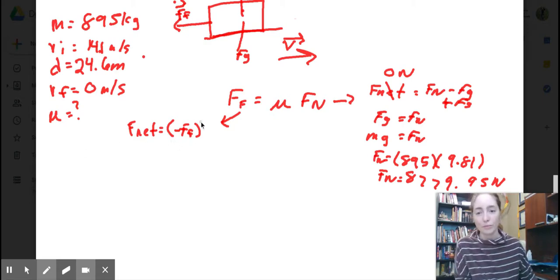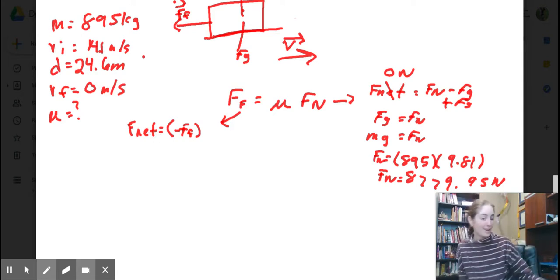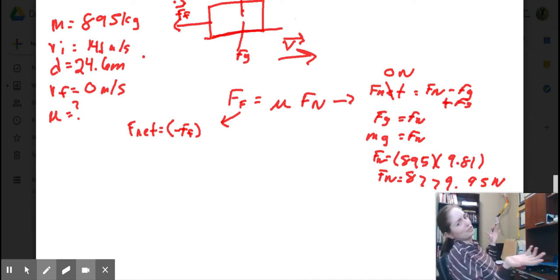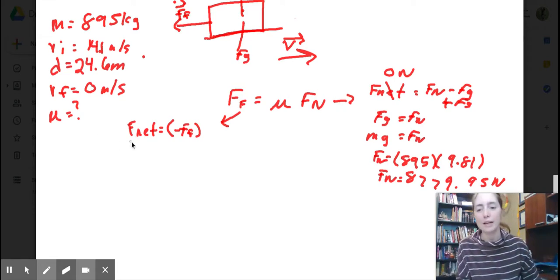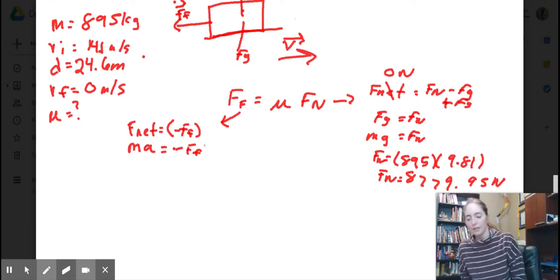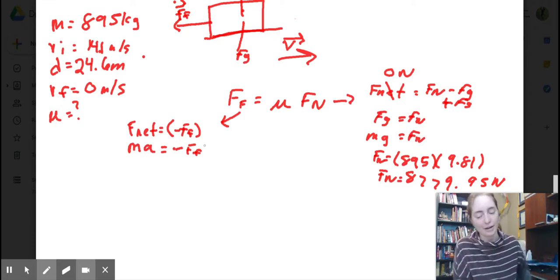Well, okay, we have this. This is great, but now what? Well, what about F-net? Can I find that a different way? How can I find F-net? What's our famous F-net equation? What's Newton's second law equation? Mass times acceleration. So I can replace F-net: my MA is going to equal my force of friction. Well, I am going to need to find my F-net here.